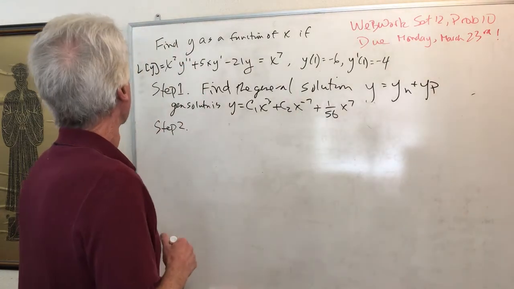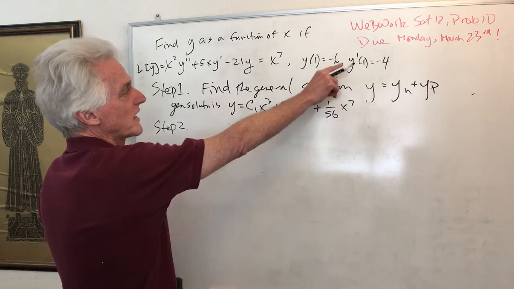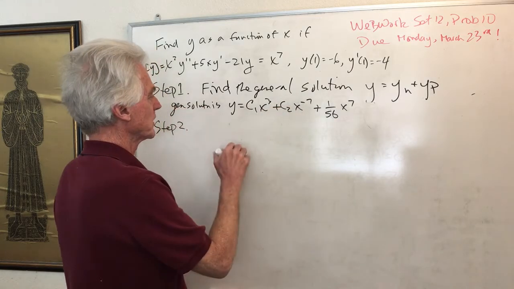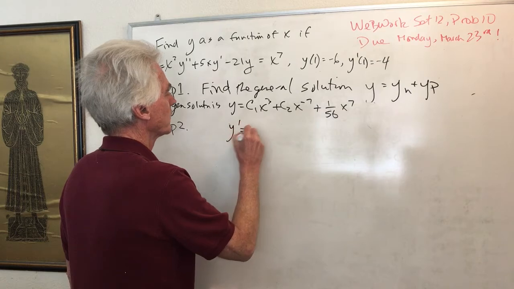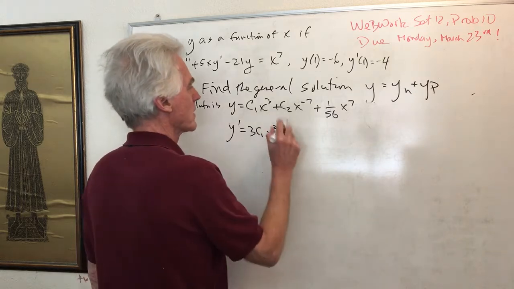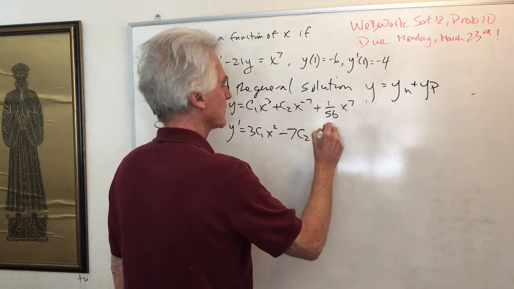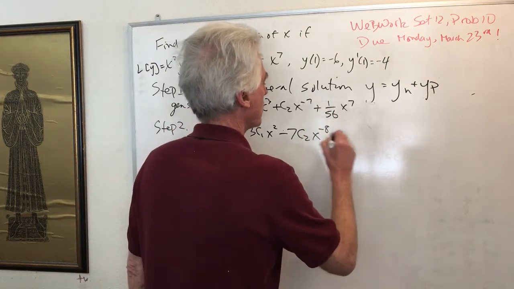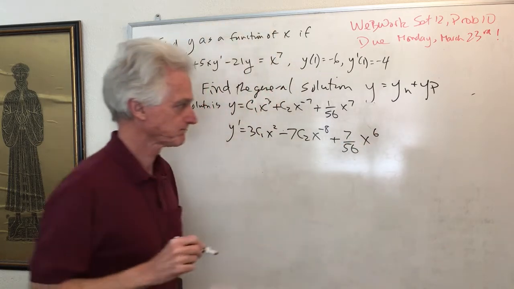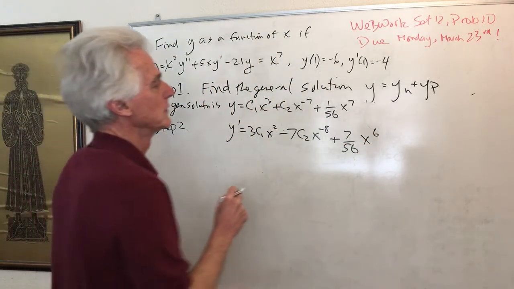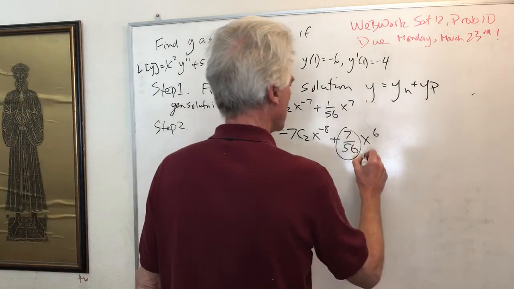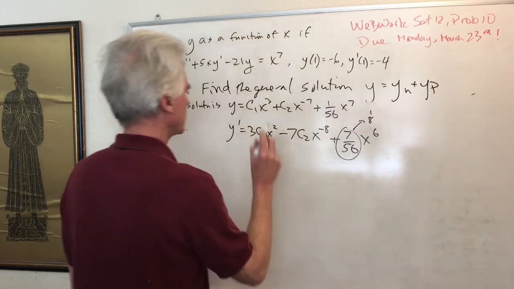All right. So step 2, going to impose these initial conditions and find 2 equations and 2 unknowns, c1 and c2. Let's start with the derivative. y prime is going to be 3c1 x squared minus 7c2 x to the minus 8, plus 7 over 56 x to the 6th. All right. So you notice that 56 is 7 times 8, right? So this is equal to 1 over 8. That will be useful.